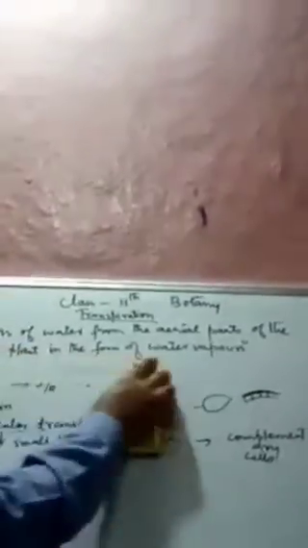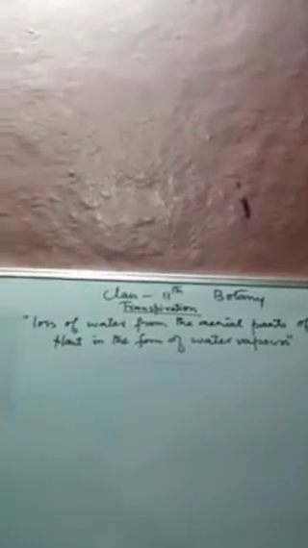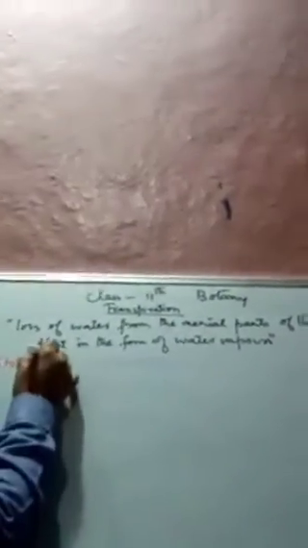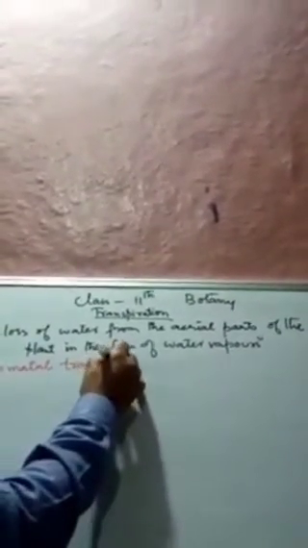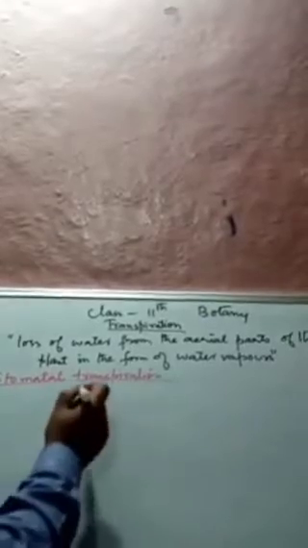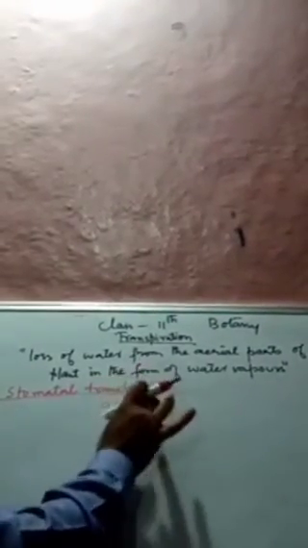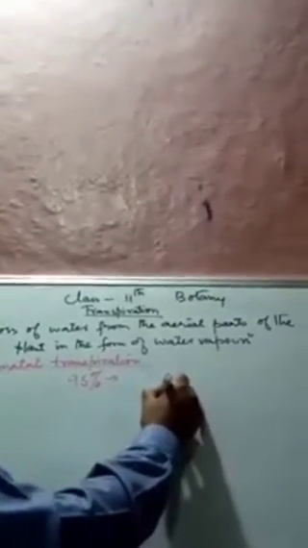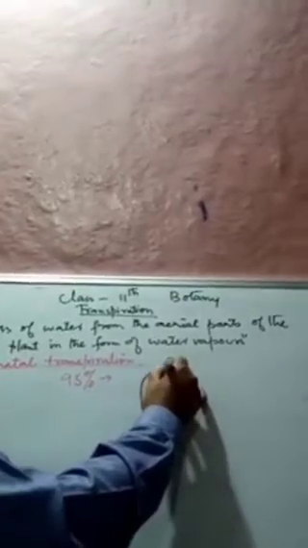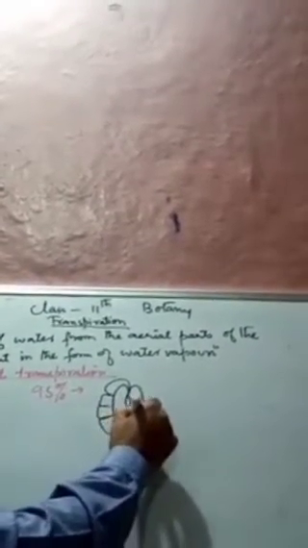Now, the main one which plays an important role in the loss of water is the stomata, and that type of transpiration is called stomatal transpiration. These stomata are small pores which are mainly found on the lower surface of the leaves. About 95% of the water loss in transpiration takes place by means of these stomata. A stomata is a small pore-like structure which is surrounded by guard cells, and these guard cells are surrounded by subsidiary cells, which we mentioned in yesterday's video.